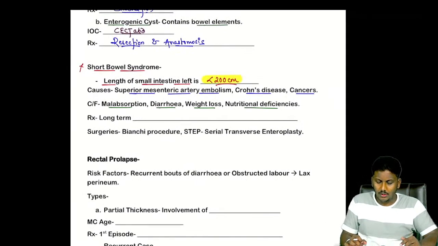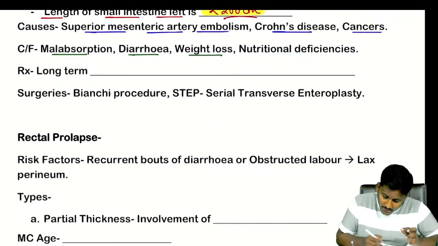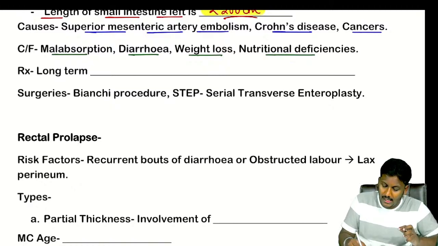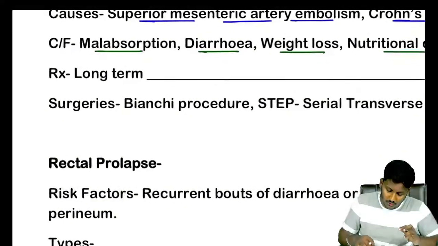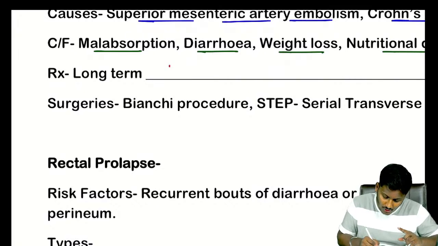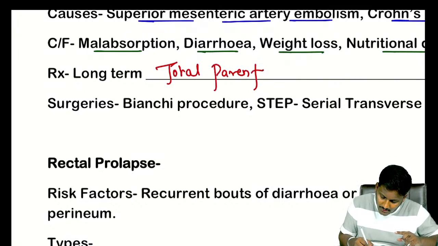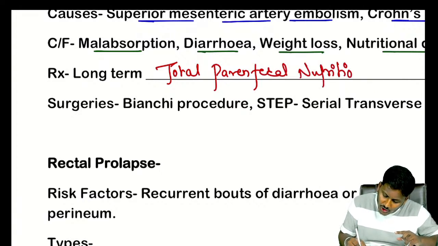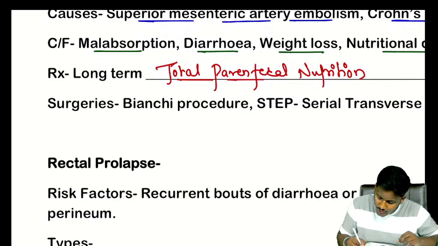If they ask you what should be done in this patient, beta, obviously as the patient is having malabsorption, we have to keep the patient on long-term TPN. What is TPN? Total parenteral nutrition, right? We have discussed that in total parenteral nutrition, one of the indications was short bowel syndrome. So this patient should be kept on long-term total parenteral nutrition.